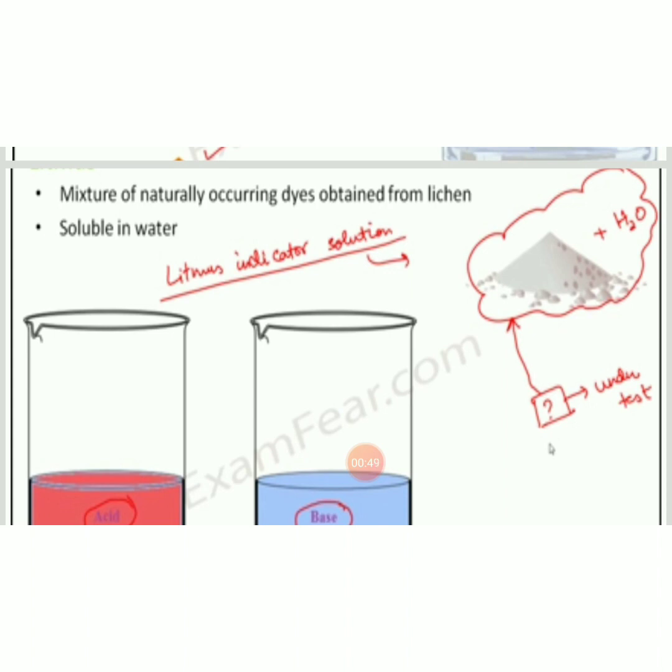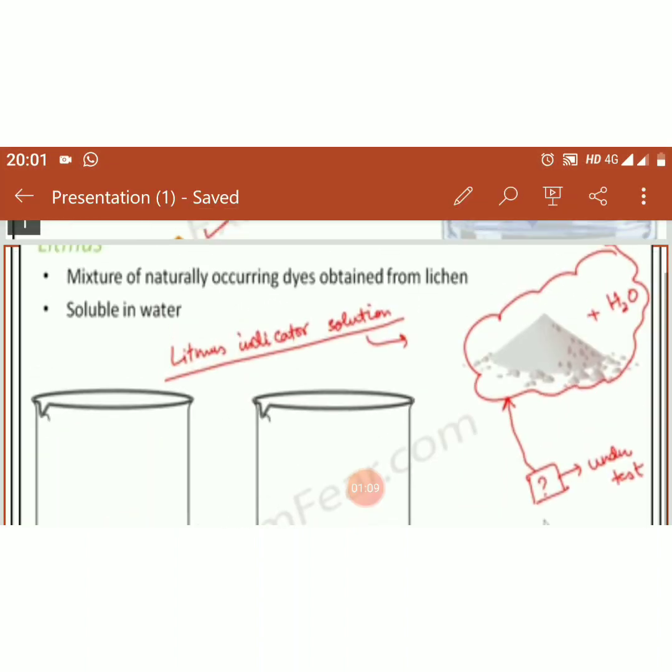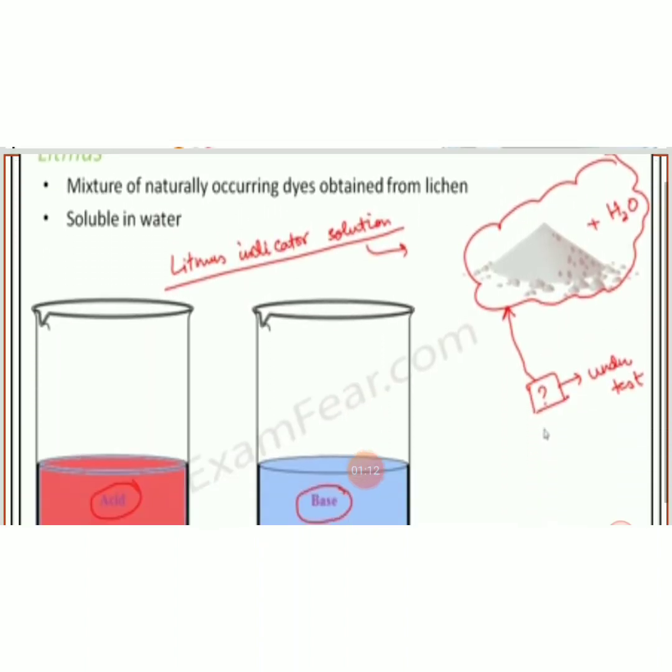Litmus is a mixture of naturally occurring dyes obtained from lichen. Lichen, I already explained in the first chapter, shows the symbiotic association between algae and fungi, right? And we get litmus from lichen. This litmus is a natural dye. See in the picture here, the litmus powder has been shown, and when this litmus powder is mixed with water, it becomes the litmus solution, and this litmus solution is soluble in water.